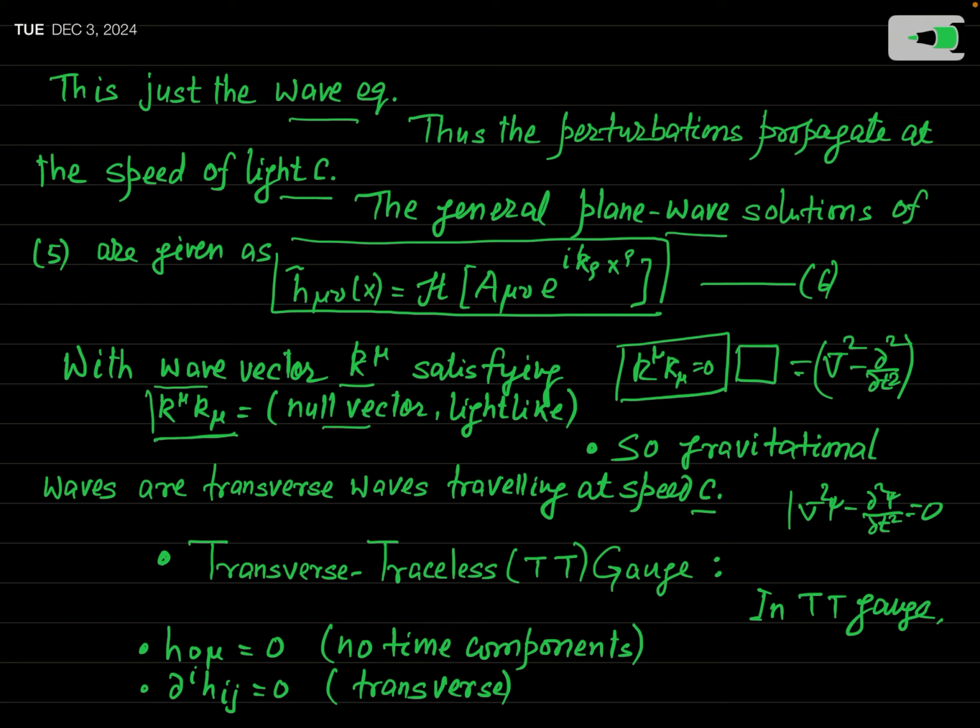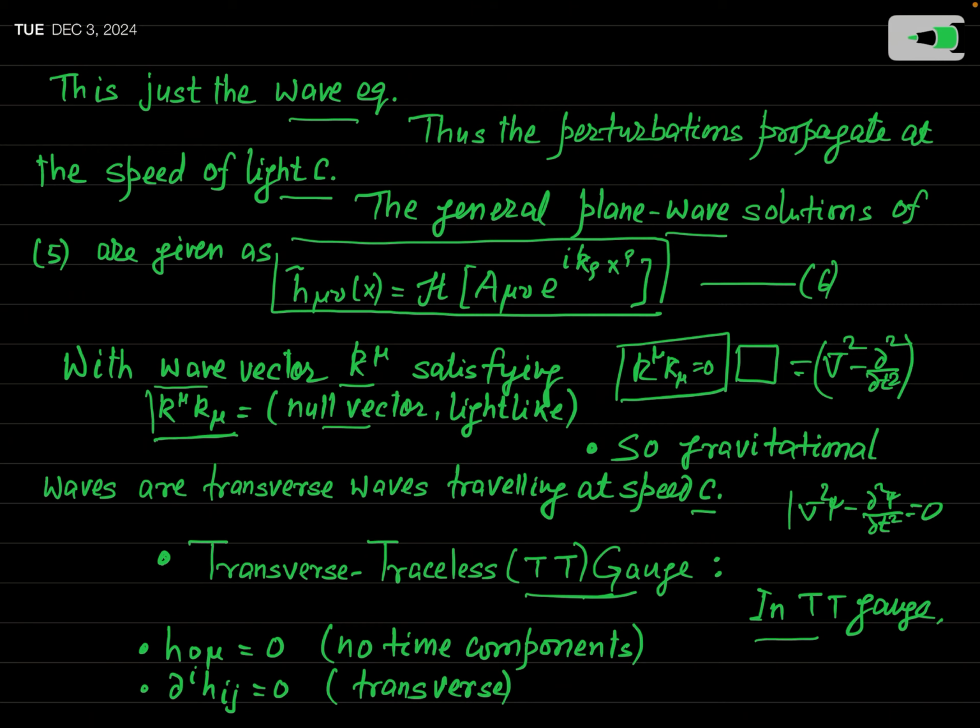Now, for knowing some extra properties of this gravitational wave, we are talking about the transverse traceless gauge, the TT gauge. In fact, I have not derived these results, but I have mentioned here some facts, and you should remember them so that you can easily write the answer to your question in your examination. Actually, in the TT gauge, we see that h_0μ is equal to 0. It means there will be no time component in the TT gauge.